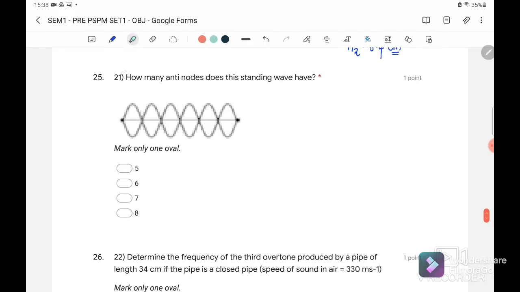Okay, next question, question 21, still chapter 10. How many antinodes does this standing wave form? Antinode is the maximum, so we have 1, 2, 3, 4, 5, 6. So we have 6 antinodes. The answer here is equal to B.